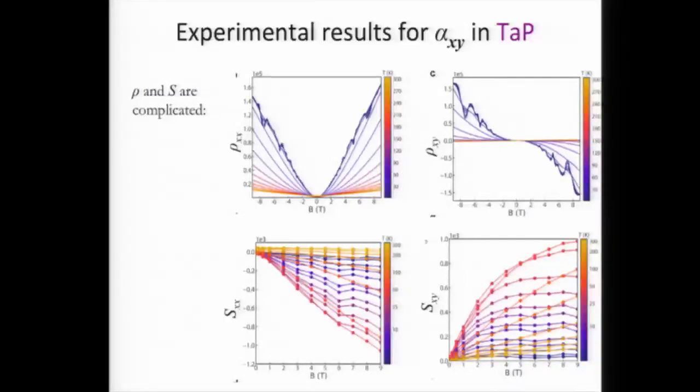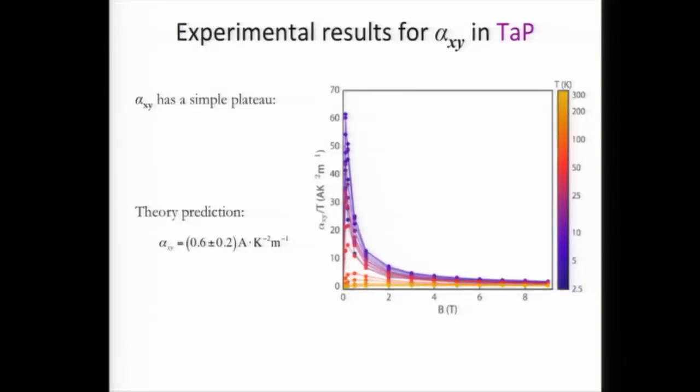OK, so now let me show you what it looks like in tantalum phosphide. Again, in tantalum phosphide, you have difficult behavior of rho xx and rho xy. And again, the thermal power has this complicated behavior on both temperature and field. But when you make the ratio of this combination of the 4, alpha xy starts to look pretty simple. So here it's coming down from some large value, and it's reaching a plateau. There's still a dispersion among the different curves here. That comes basically because you have 2 different Weyl points.